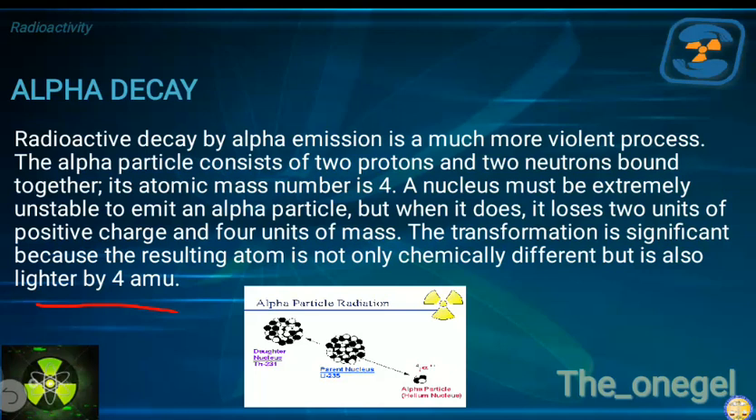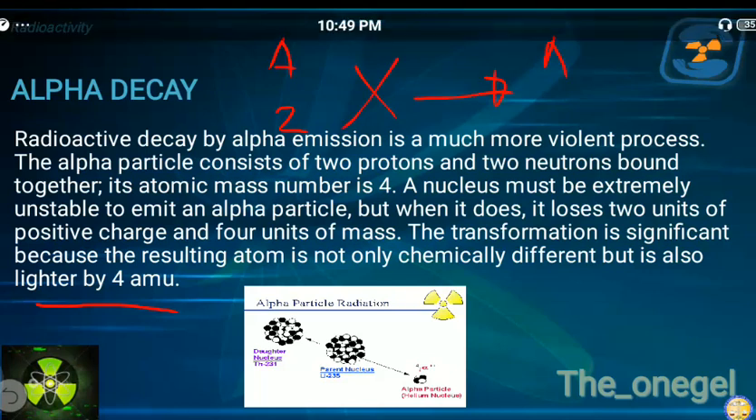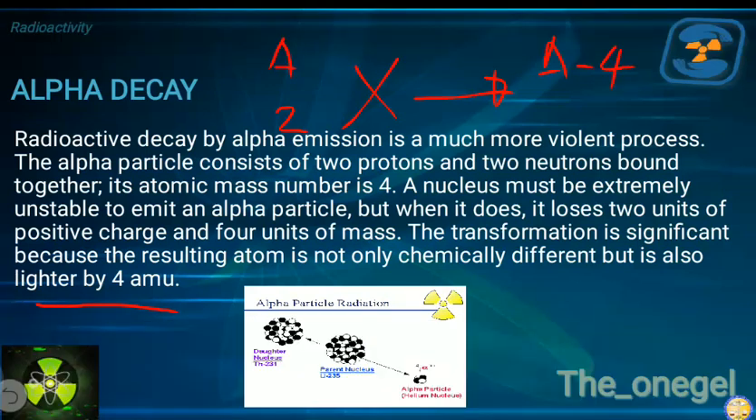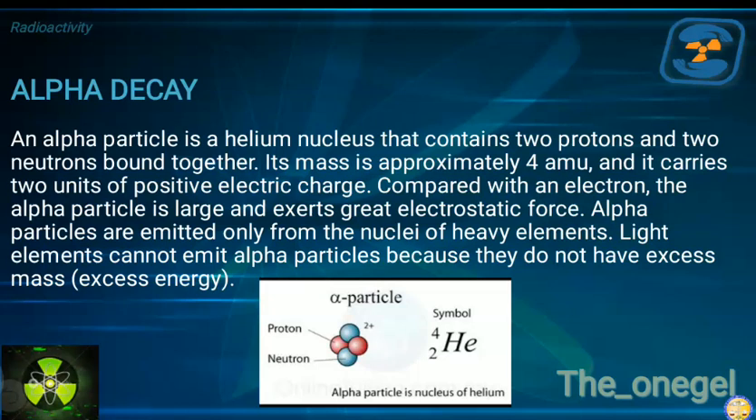So, balikan natin si parent at saka daughter nucleus, si atomic mass number at saka si atomic number. Sa alpha emission, si atomic mass number will now be minus 4 at saka si atomic number minus 2. So, different element na siya. Okay? Okay. Sige, let's have an example kaya sa alpha.